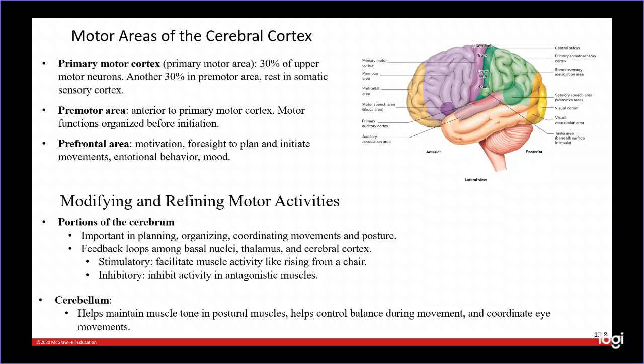And then the cerebellum helps maintain muscle tone, again associated with your posture. It helps with balance and coordinates eye movements. Believe it or not, eye movements and hearing actually contribute to balance as well and can be thrown off pretty easily.